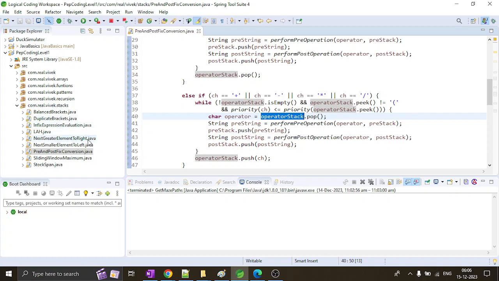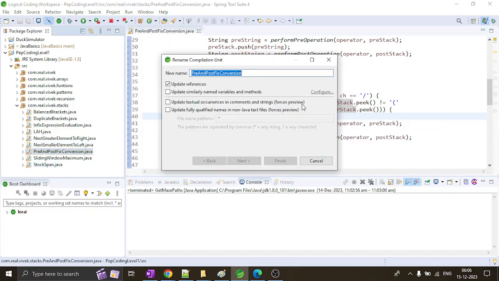So that was all about the question that we had solved. And now that I think of it, I think infix conversion would be a suitable name for this question.